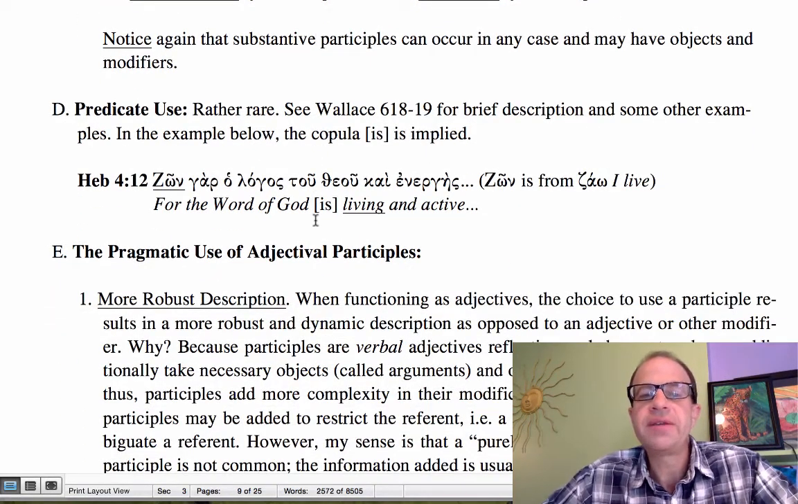Rather rare is the predicate use. This is the third of the adjectival uses, and you can see an example of one here. The word of God is living, zon. This is from the participle form from zao, I live.